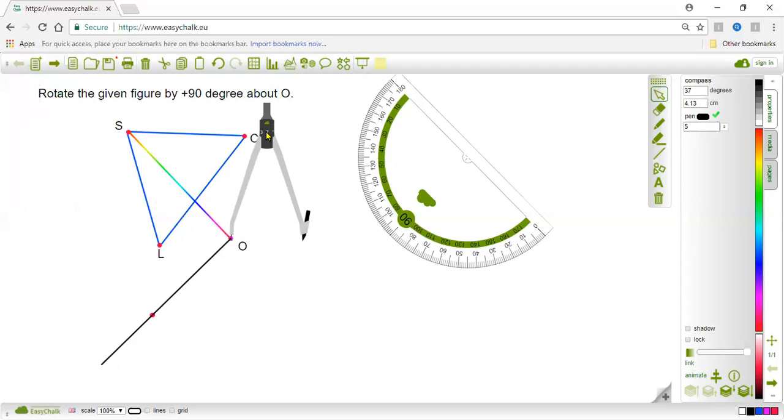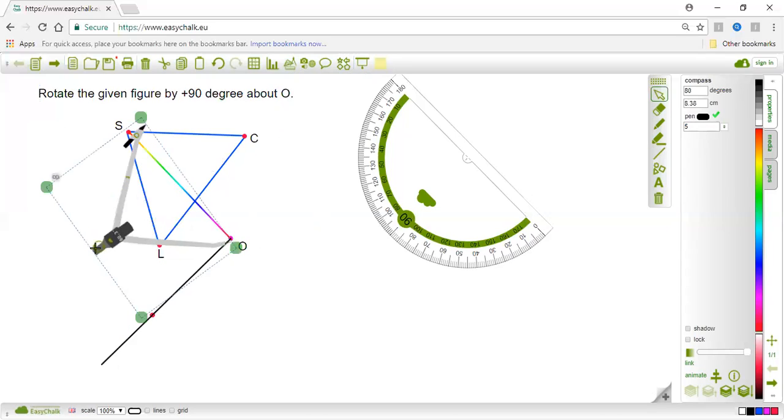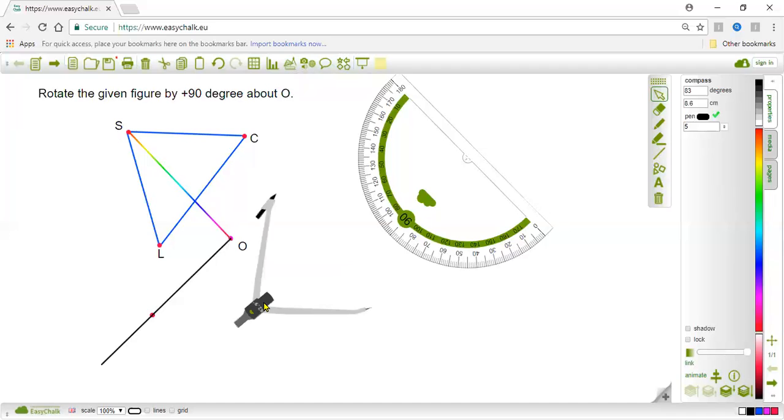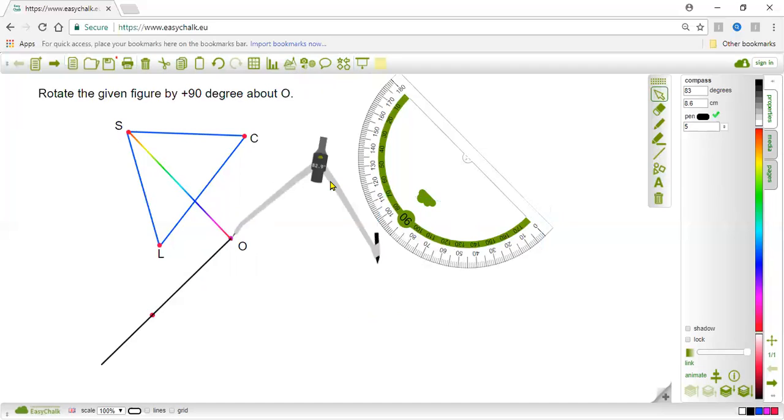Okay, let me just measure the distance SO. We have to measure very accurately. This is the distance SO, and with this same distance SO, we have to cut from this point O to this perpendicular line, like this.